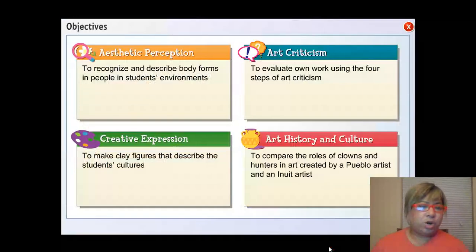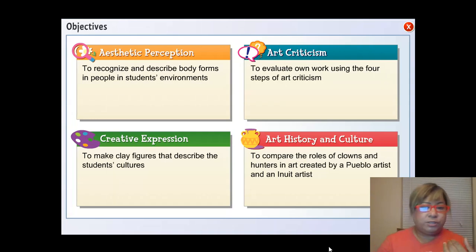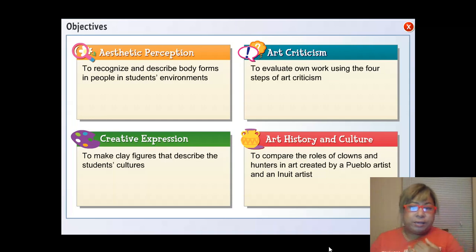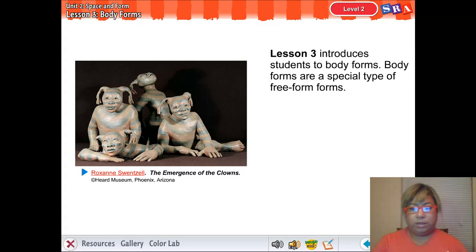So our objectives today are we going to be able to recognize and describe body forms in your environment and in artwork. You are going to look to see how you can create a clay figure that describes students' cultures. You're also going to compare the role of clowns and hunters in art created by a Pueblo artist and an Inuit artist. We're going to learn about Pueblo and Inuit artists.